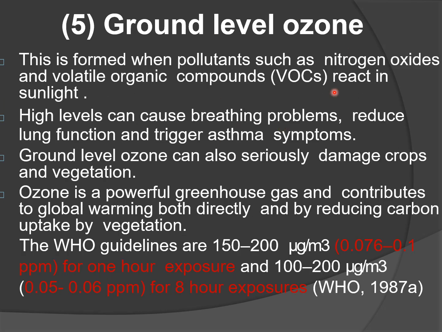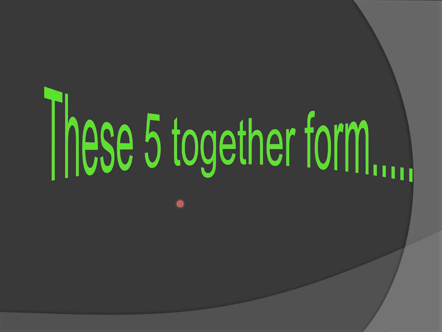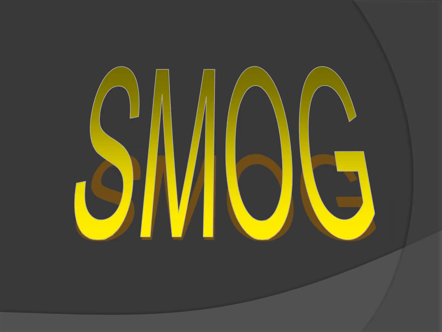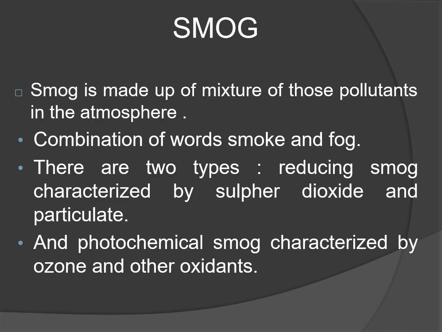And then the ground level ozone. The ozone that is present in the stratosphere is beneficial to us, whereas ground level ozone is highly harmful. It seriously damages crops and vegetation. Not only crops and vegetation, it leads to skin cancer. So all the five together form smog, that is smoke plus fog.